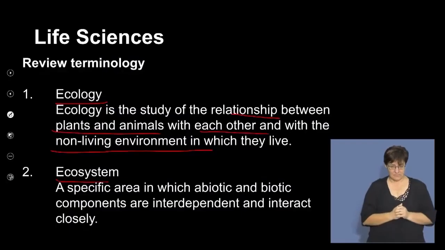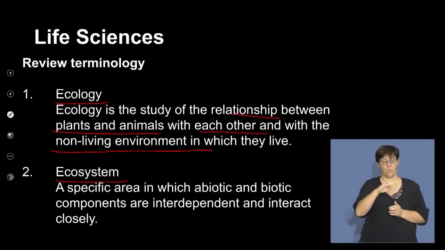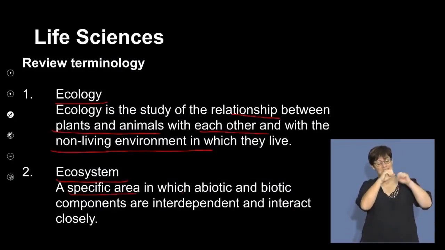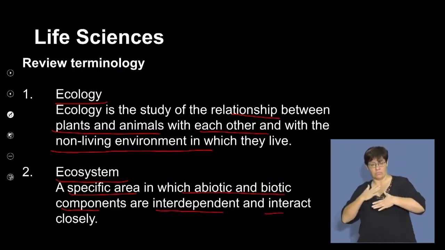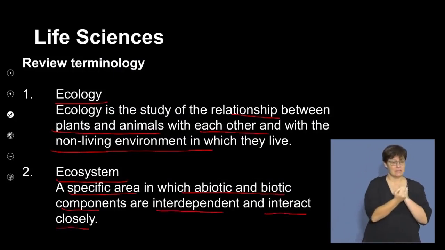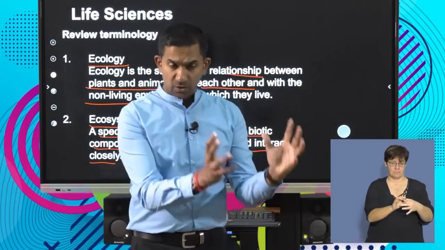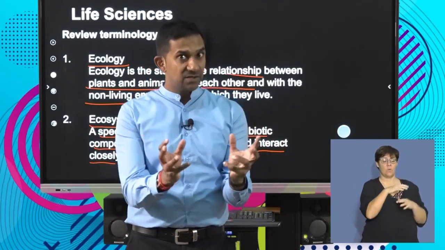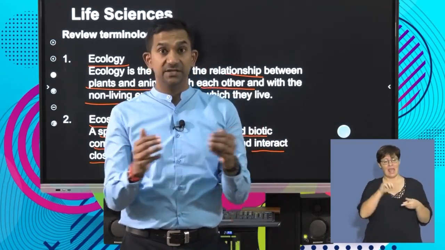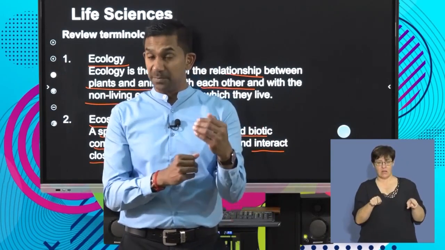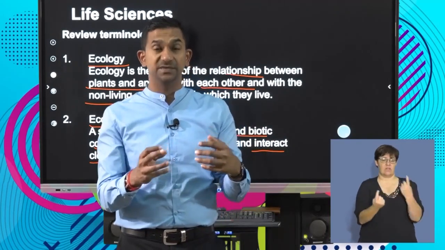The next term, as I mentioned, is ecosystem. Again, this defines a specific area in which the abiotic and the biotic components are interdependent and interact closely. It's important that we recognize that in ecology we have small areas called ecosystems, and in these ecosystems we have the biotic factors and the abiotic factors that interact with each other and are interdependent, and that is what determines an ecosystem.